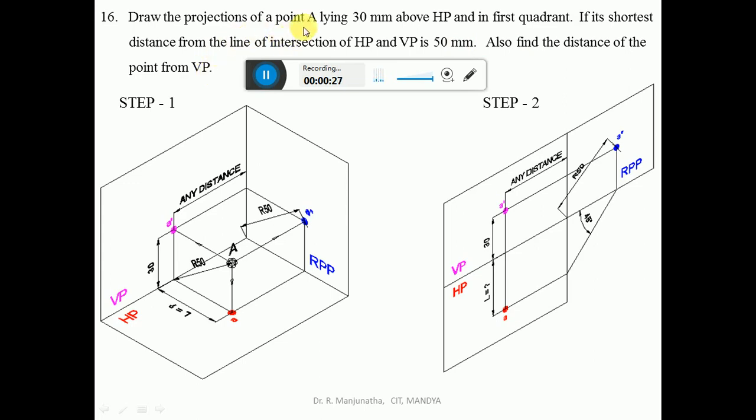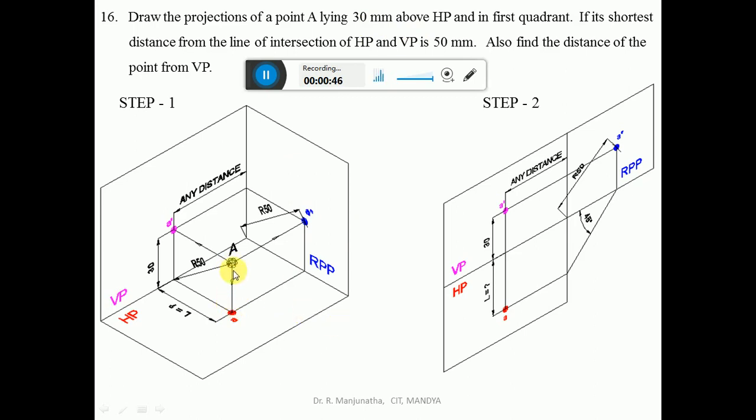So here he says it is in the first quadrant, so we have taken the first quadrant in 3 dimensions, wherein we have the vertical plane, horizontal plane and the right profile plane. He says it is 30 mm above HP. So when you look from the front view, we can see the distance 30 mm above HP.